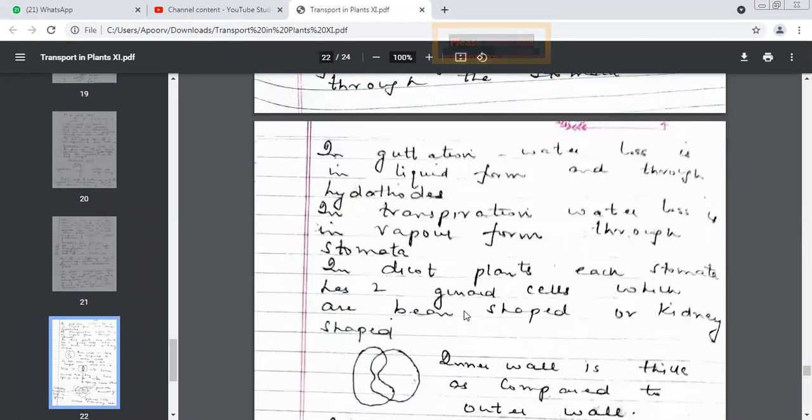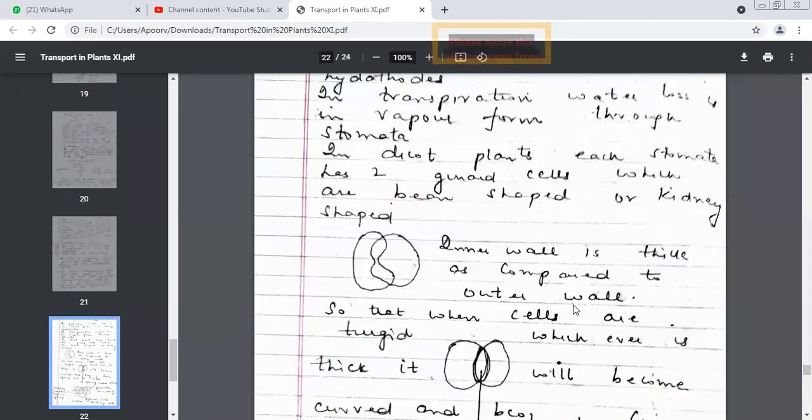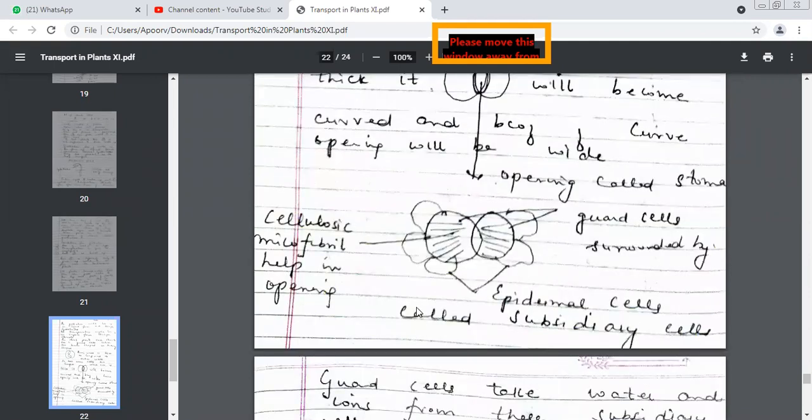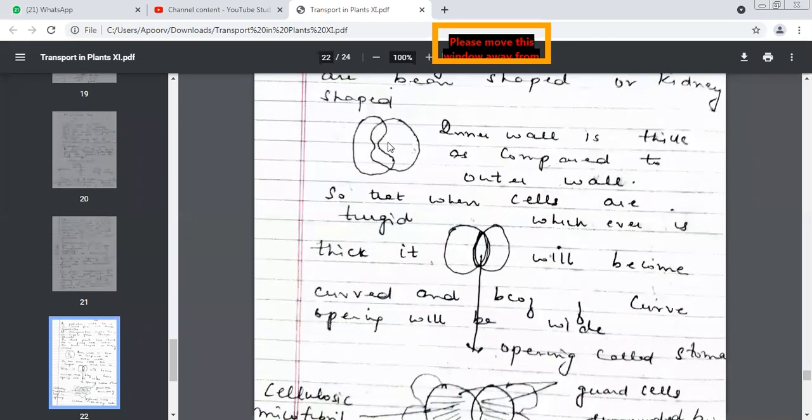See, in dicot plants, each stomata has two guard cells, which are bean-shaped or kidney-shaped. This is the inner wall, and the inner wall is thicker, so that when cells are turgid, whichever is thick will become curved. Earlier it was bean-shaped. Now when water has entered, it has become curved, this has also become curved, so this is opening now. This is the opening which is called the stoma.